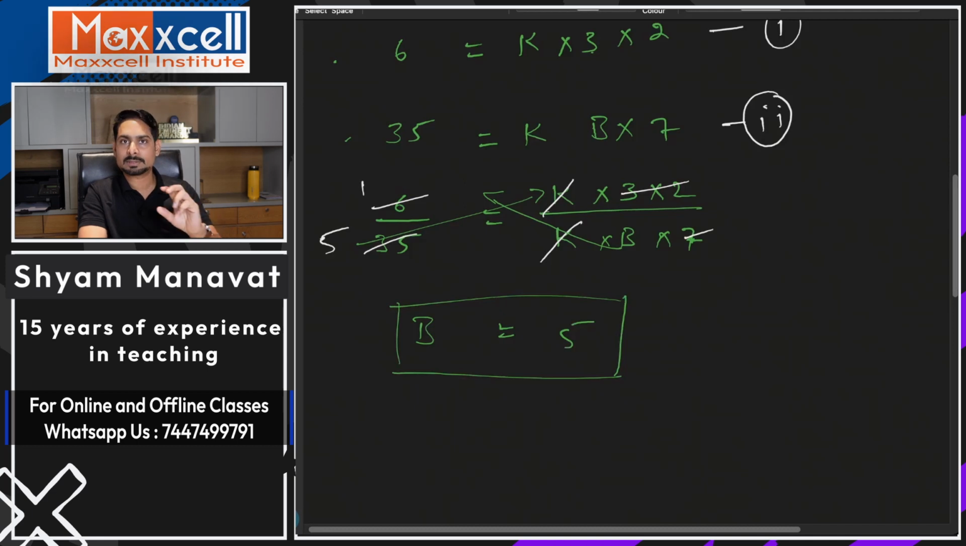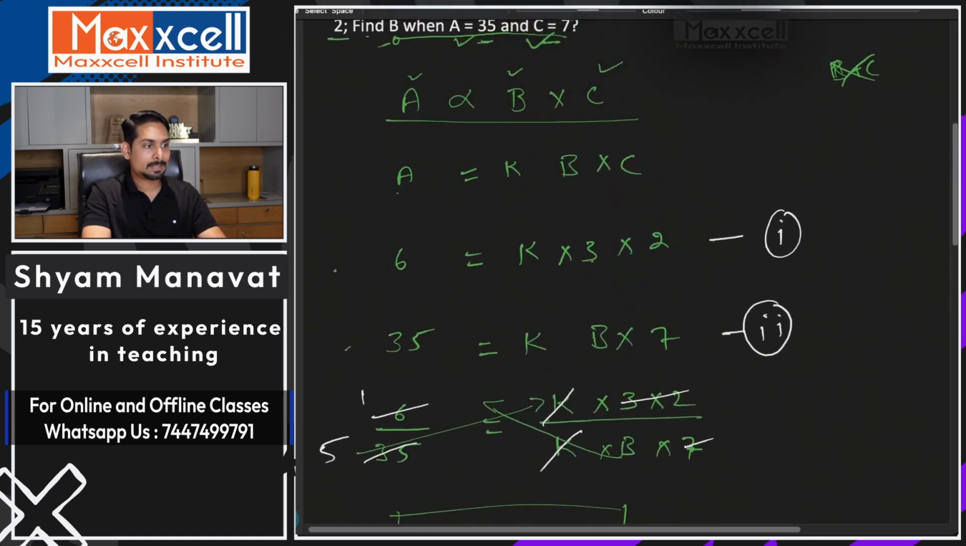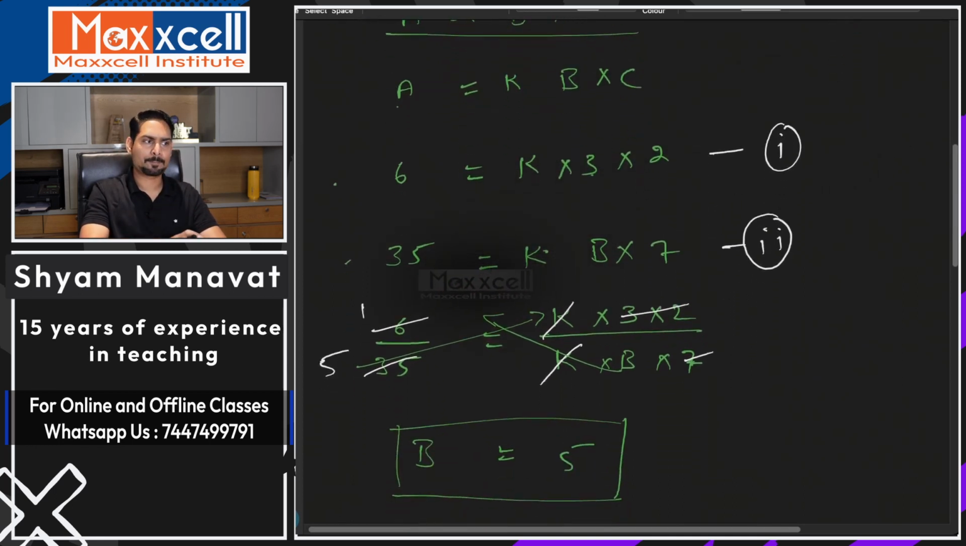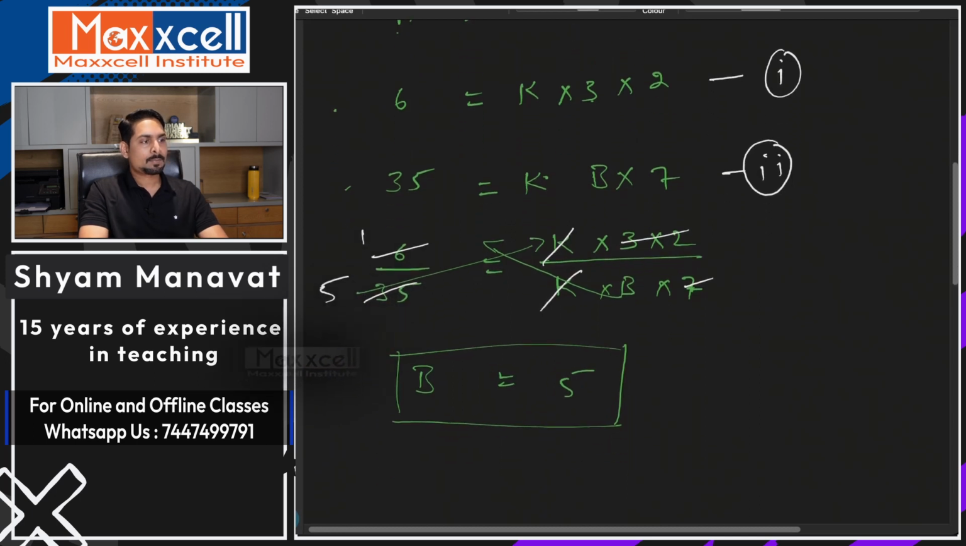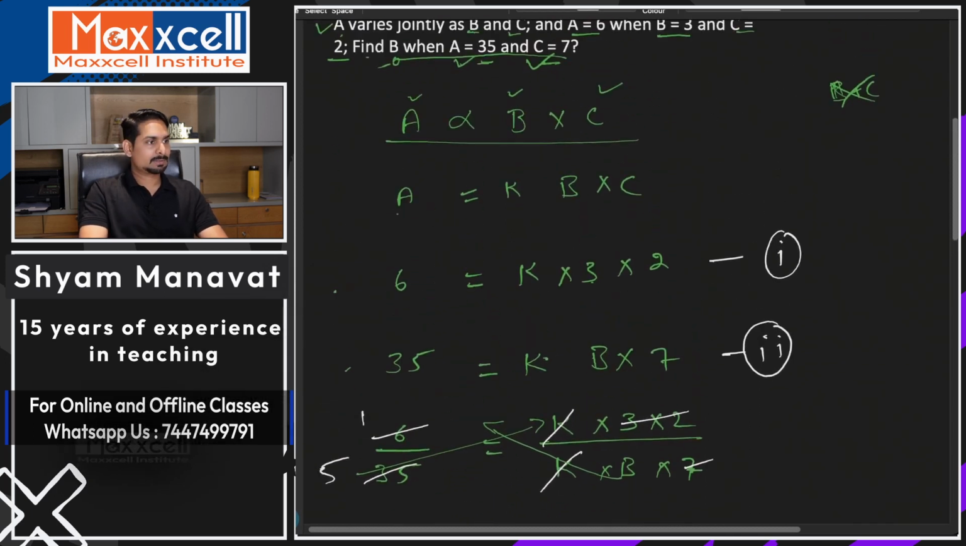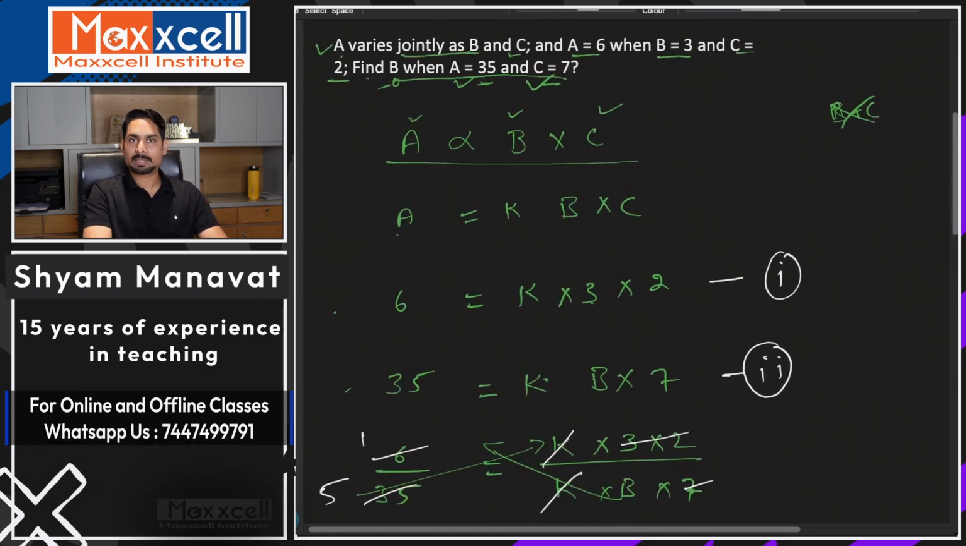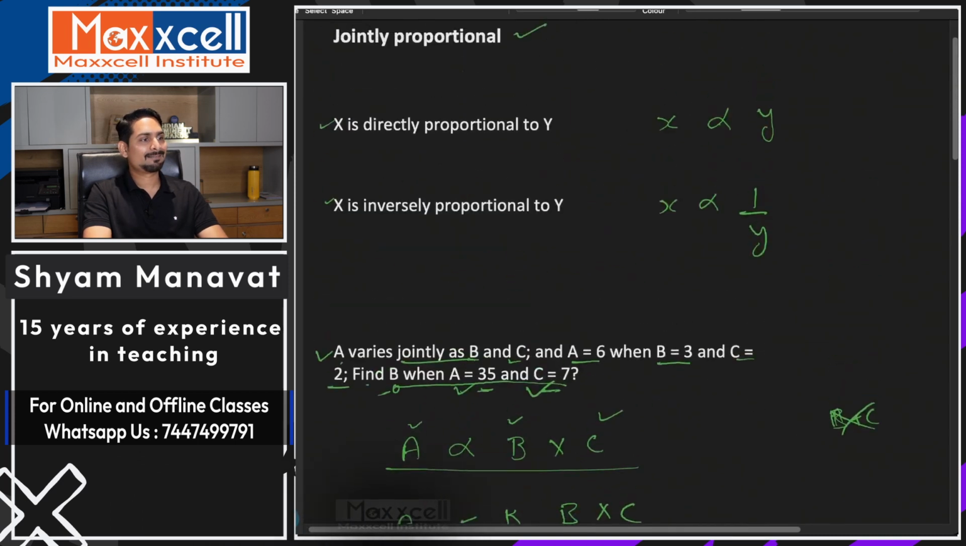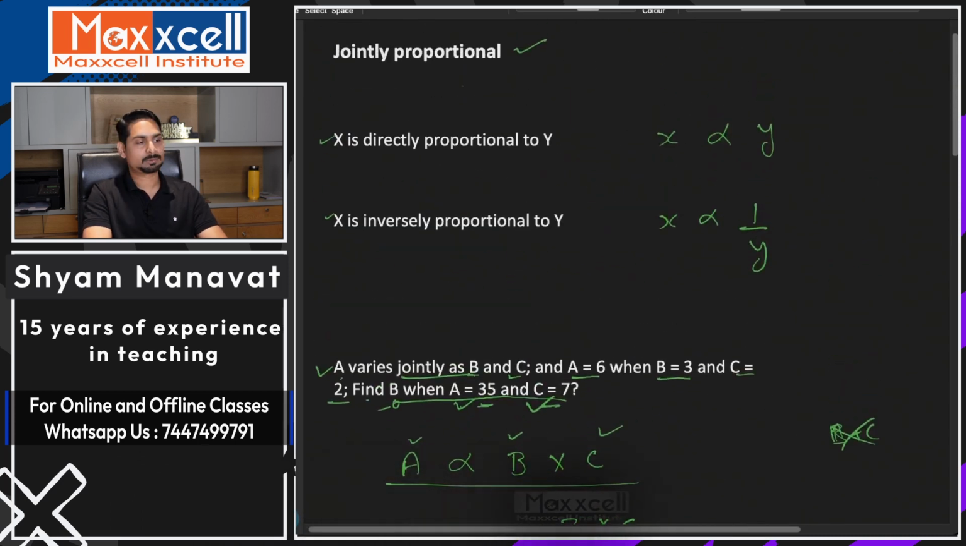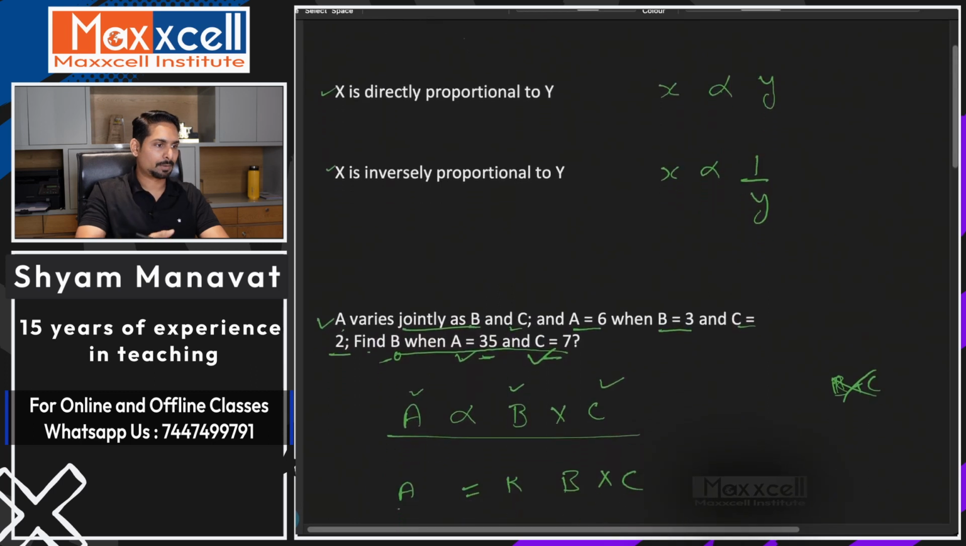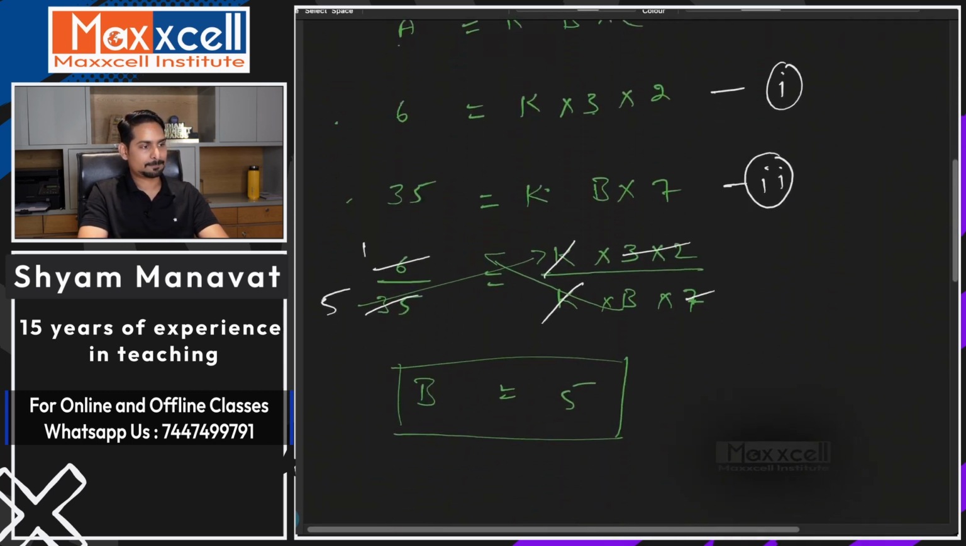Just another variation. I am repeating this again and again. You can find it by cancelling 3 2s are 6, 6 with 6, k equal to 1, substitute here, and you will get the same value of b. Okay, fine. I hope you understood this and the meaning of jointly proportional also. Yes, we have revised directly proportional and inversely proportional. Okay, let's look at the next question.